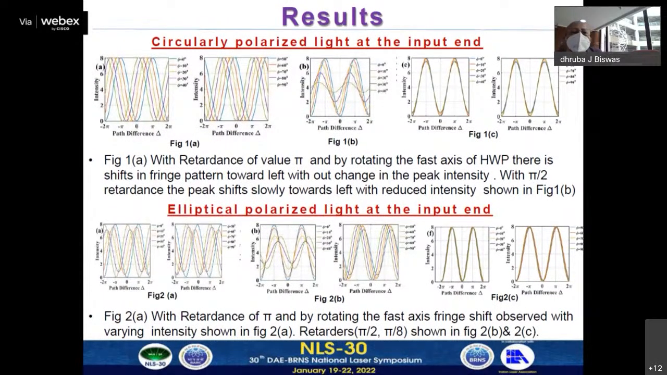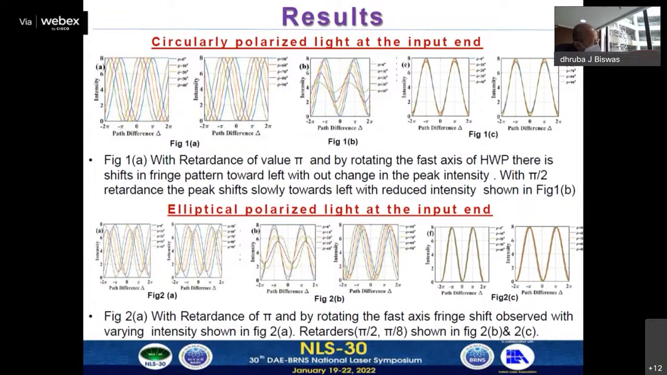In the first case, we introduced circularly polarized light at the input end, with a retardance of pi value, and by rotating the fast axis, there is a shift in the fringe pattern. There is no variation in the intensity. But with a retardance of pi by 2, we have the peak shift along with reducing intensity. In the second case, with elliptically polarized light, with a retardance of pi value, we have the peak shift as well as the intensity variation.